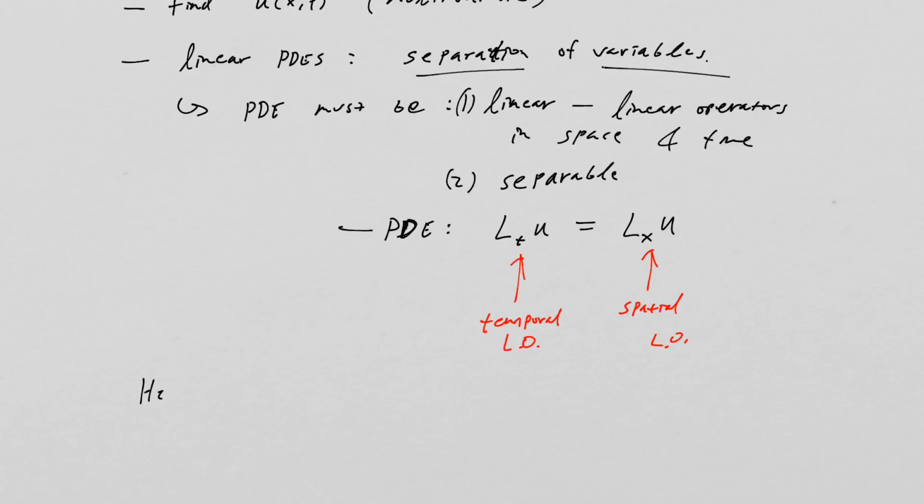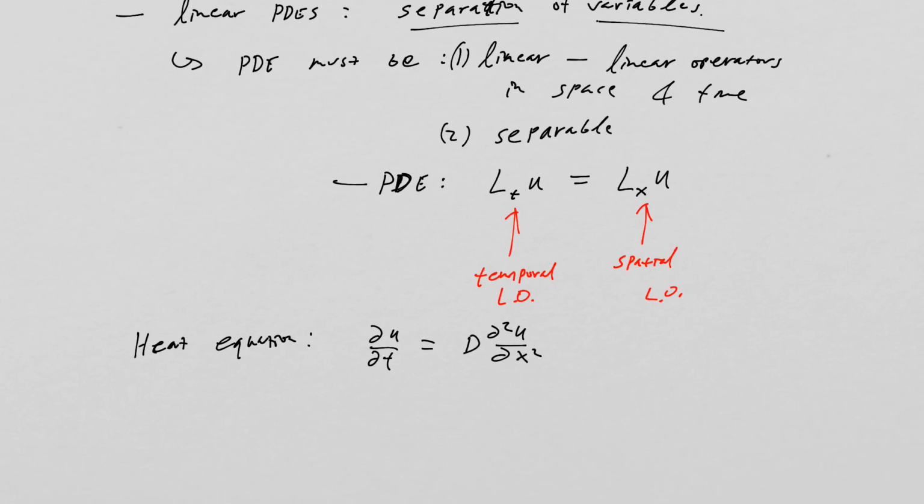Let's talk about the heat equation. So the heat equation states that LT is just going to be the first temporal partial derivative, and LX is going to be the second spatial derivative multiplied by that diffusivity parameter. So again, it's pretty straightforward.